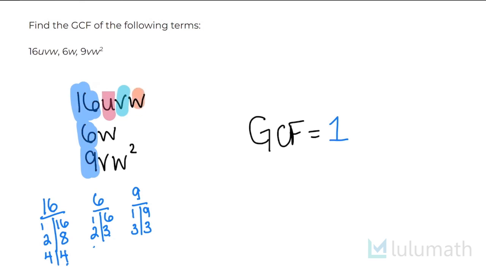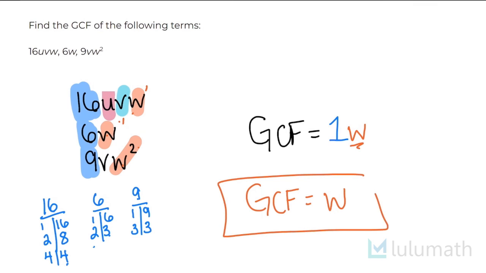So let's look at w. We've got w to the power of 1, w, and w to the power of 2. Sorry, this up here is also w to the power of 1. So my choices are either 1, 1, or 2. The smallest exponent is 1, so it's 1w. Again, you need to be able to divide everything through by this w right here. So our greatest common factor is simply just w.